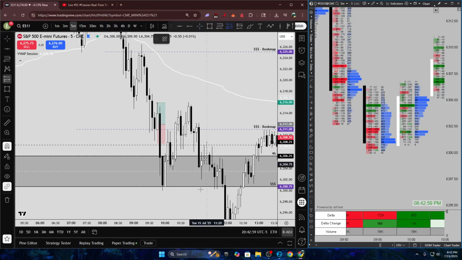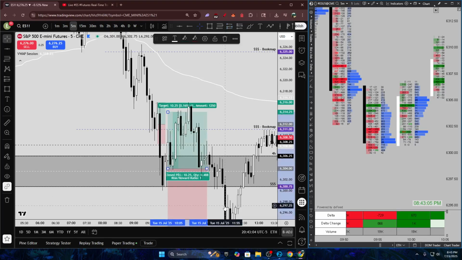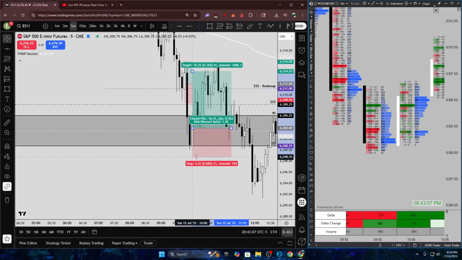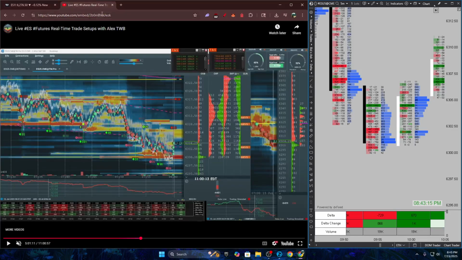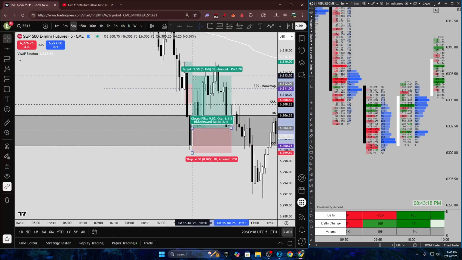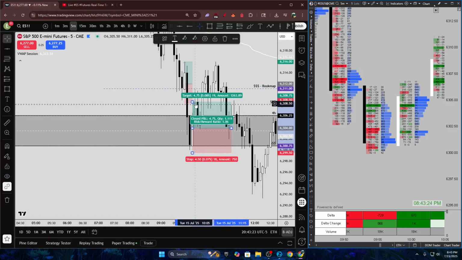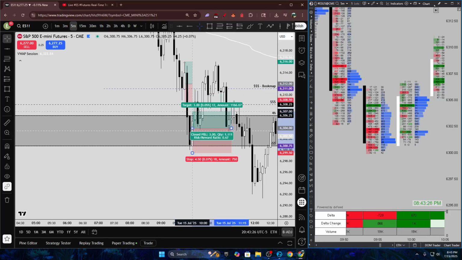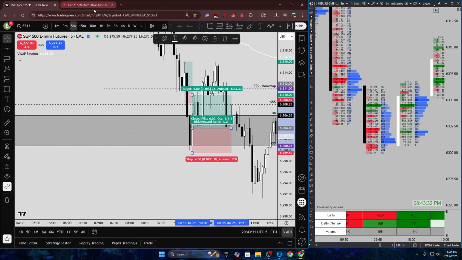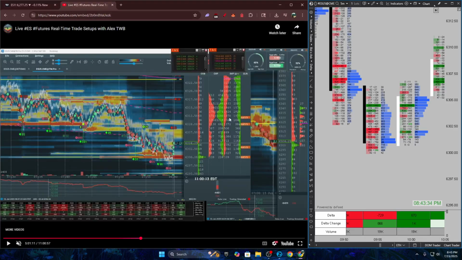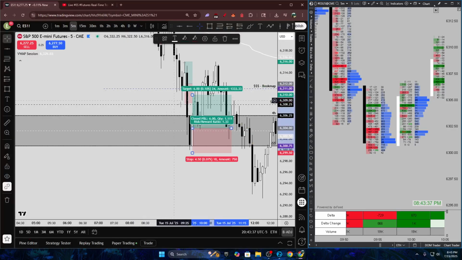But say we entered at 6304. 18 tick stop, or can you even target 6310 maybe? 6307.5. Yeah. Risk reward is not great on this trade. Likely would not have taken it. 6310 might not have been a bad shot too, looking at how there's liquidity there, but overall, nothing significant.